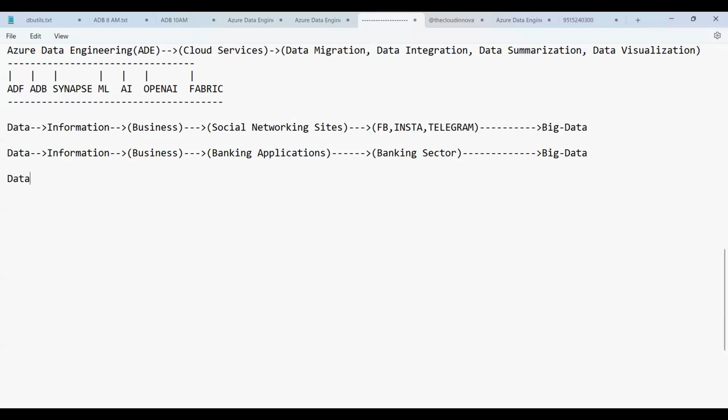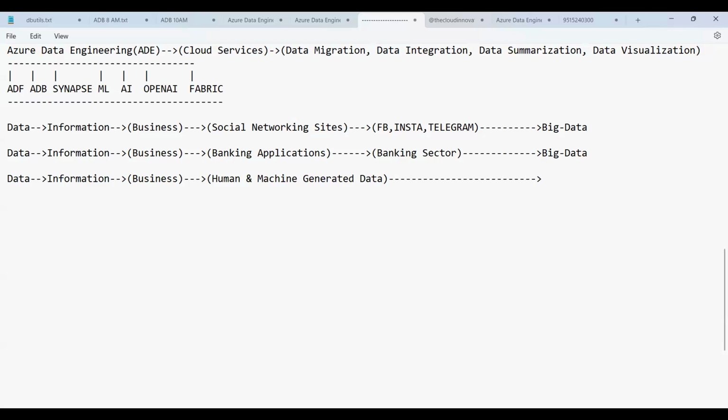Again, data or the information, we ultimately get it from the business. So what is the other source of getting the data, guys? It can be human generated data, or human and machine generated data. That means it is generated by you and me, guys.